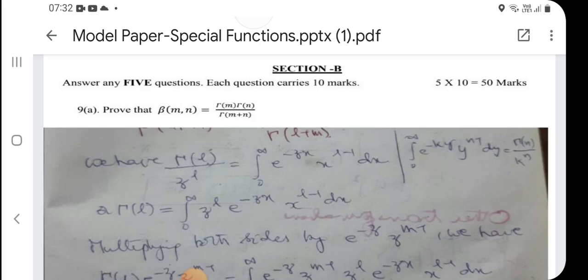Now we are going to discuss the essay questions. Prove that beta of m comma n is equal to gamma of m into gamma of n divided by gamma of m plus n.